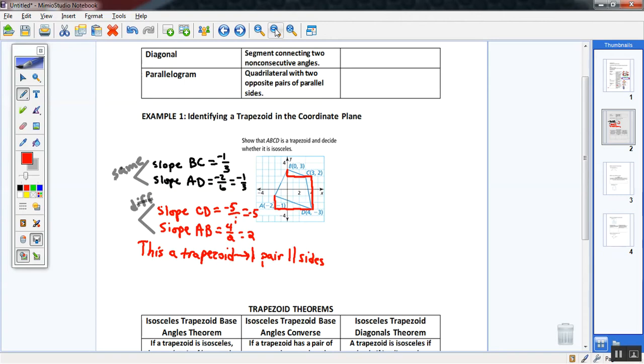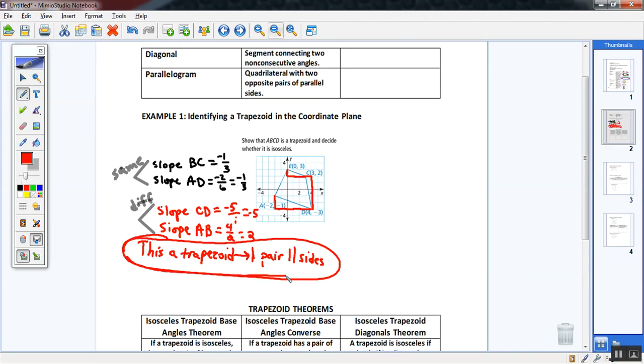Now, I want us to know if it's isosceles. Okay? Isosceles means the legs would have to be what? They have to be the same, right? So, is this isosceles? Okay, first of all, do we understand why this is a trapezoid? It has 2 parallel sides, and that's it. Yep, 1 pair of parallel sides, right?